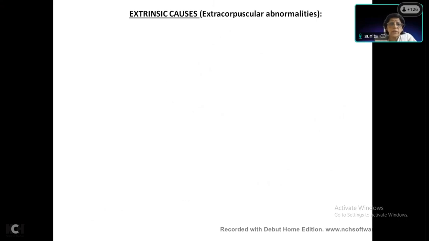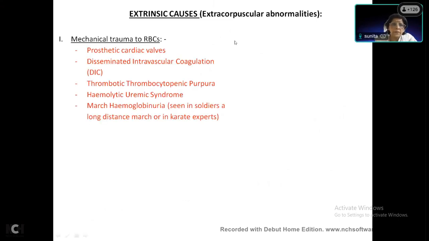Then the extrinsic causes or extracorpuscular abnormalities. The first is mechanical trauma to RBCs. One is the prosthetic cardiac valves. The others are part of microangiopathic hemolytic anemia, where in the small vessels, small thrombi are formed in the capillaries. When the red cells pass through these vessels, this leads to mechanical trauma to the RBCs. The causes are DIC, thrombotic thrombocytopenic purpura and hemolytic uremic syndrome. All these lead to intravascular hemolysis.